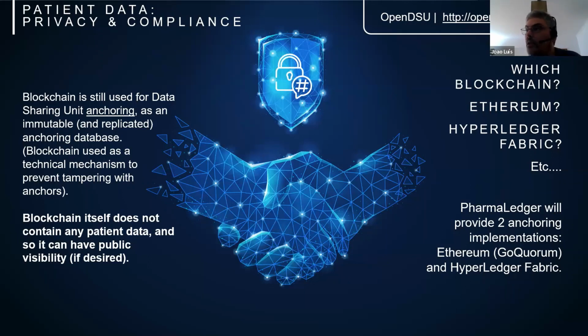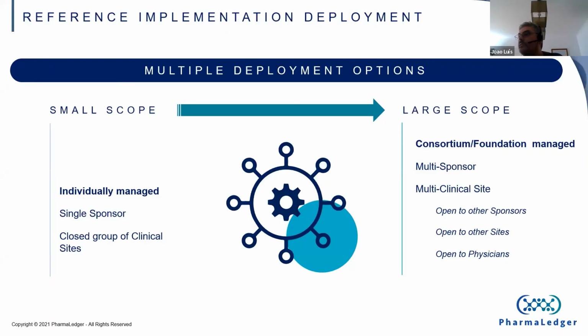What kind of blockchain technologies are we supporting now? So far, OpenDSU supports 2 blockchains, the Ethereum blockchain using a Go Quorum server and the Hyperledger Fabric. So later, if you want to see one of these working, we have a Go Quorum working for this particular site. Can we go on to the next slide, please? Yes.